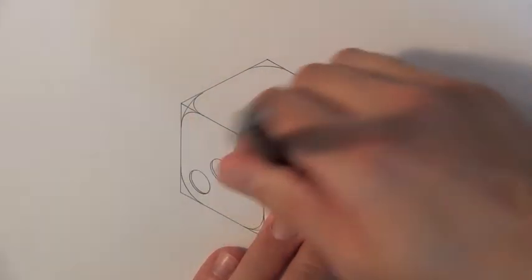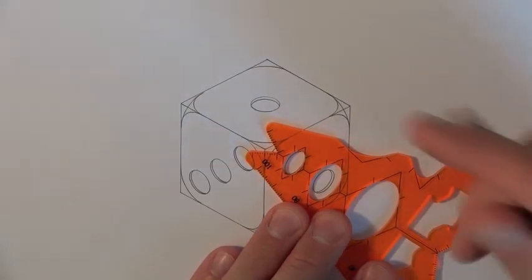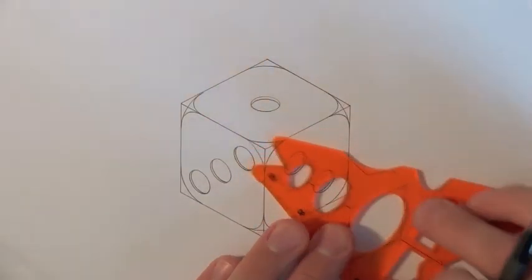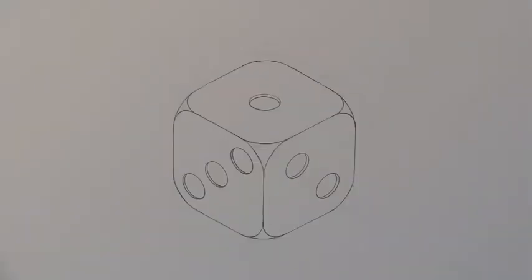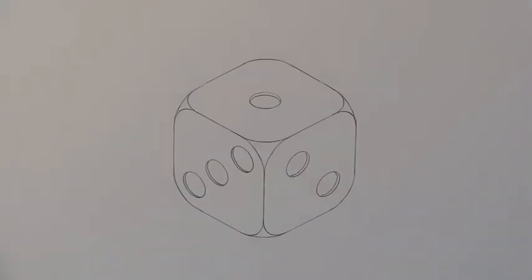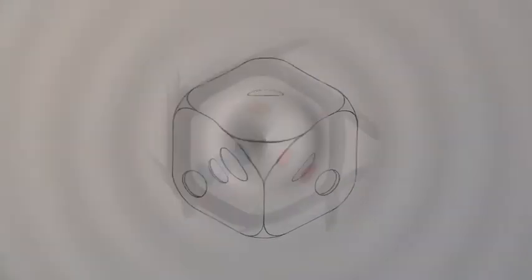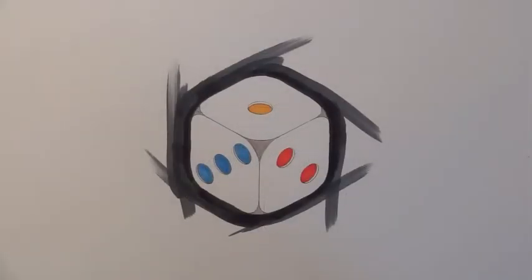So one more circle to go, just using the template as per, slide up, draw your indent, and there you have a perfect dice. Remove the pencil lines, gives a nice smoothed out effect, and perhaps add a splash of colour as well. And there you have a perfect 3D dice.